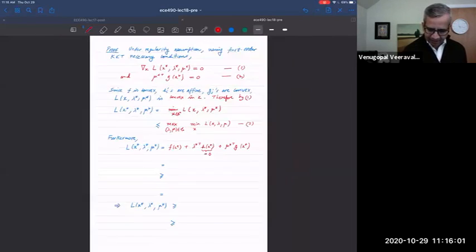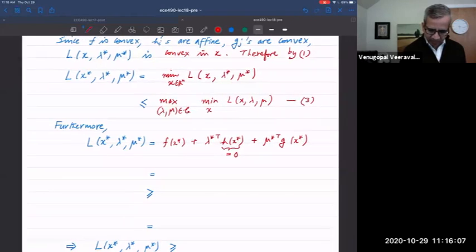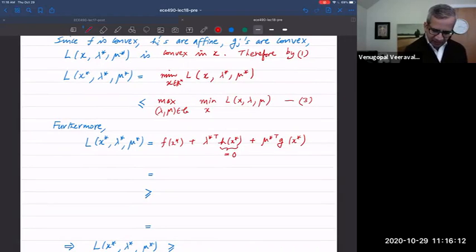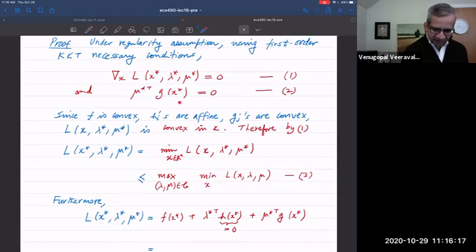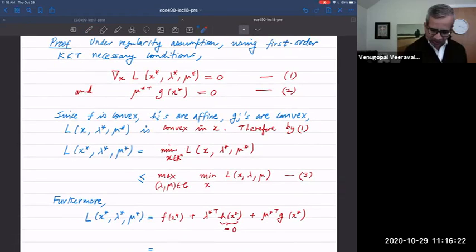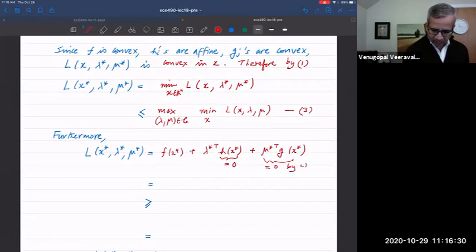But what about the second term? It is less than or equal to 0. Well, we just saw that by complementary slackness, it has to equal 0. So this is also equal to 0, by the complementary slackness condition we just wrote. So this is actually just f of x star.